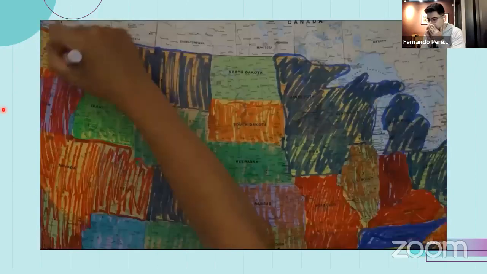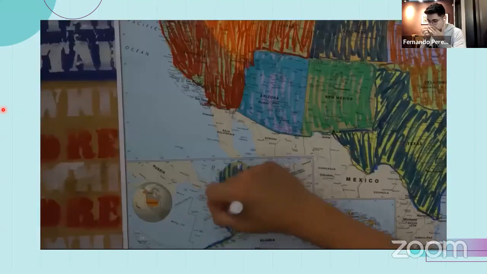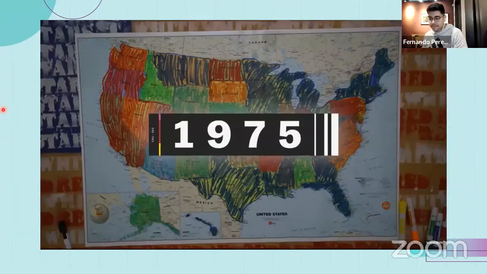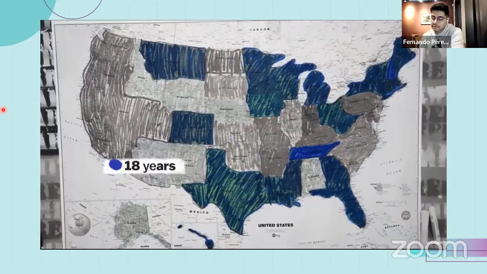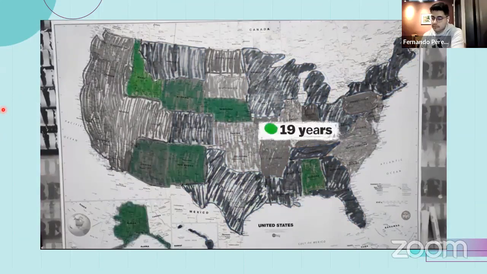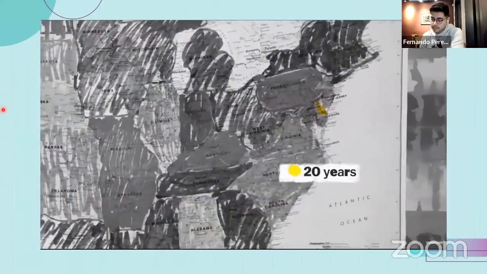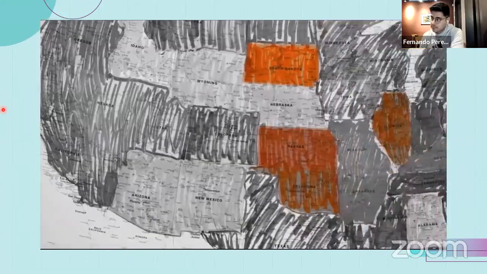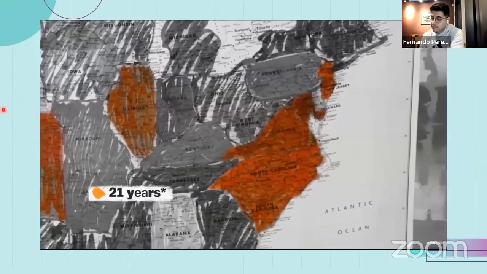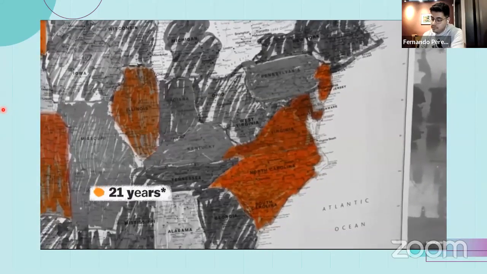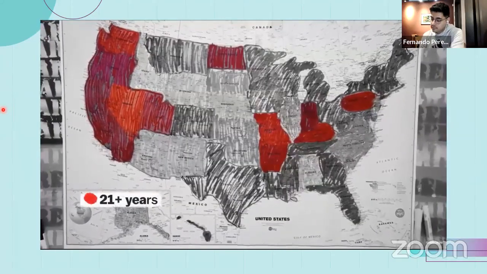States determine their own minimum legal drinking ages. And in 1975, they looked like this. All these blue states are at 18. All these green ones are 19. Delaware is yellow, alone at 20. These orange ones are 21, but with allowances for lower alcohol levels in stuff like beer and wine. And these red ones are the 21 and older states.